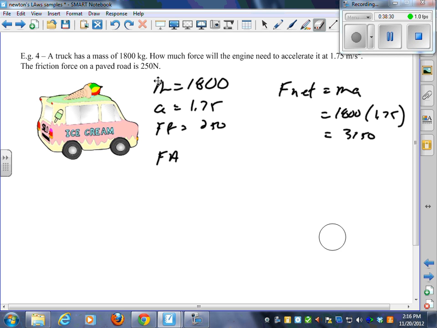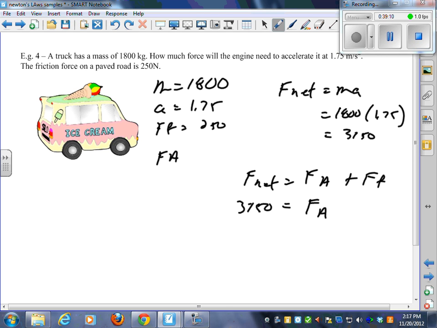The mistake that I made, and I did it on purpose, was I didn't write the formula. I did it to show you what happens when you take shortcuts and you don't write the formula. Watch. F net is equal to the applied force plus the friction force, right? What is my F net? Write it in right below it, like I've shown you. The net force is the applied force plus the friction force. My 3,150 is my net force. I'm solving for the FA.